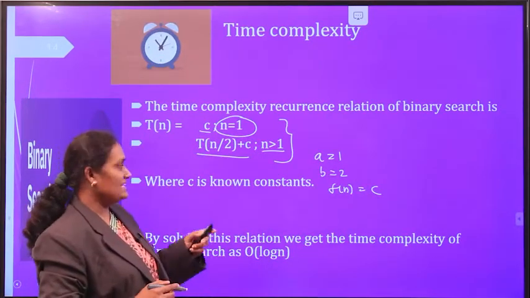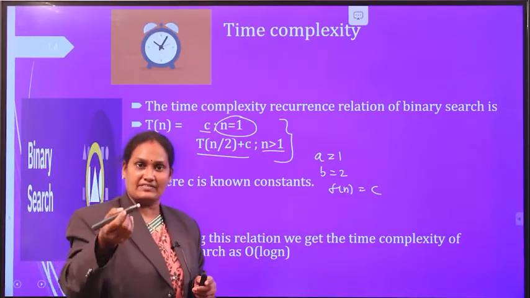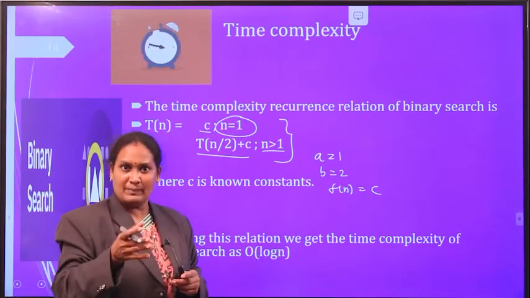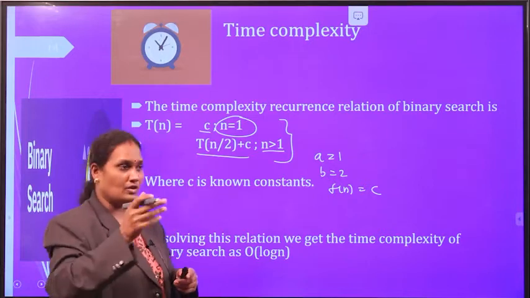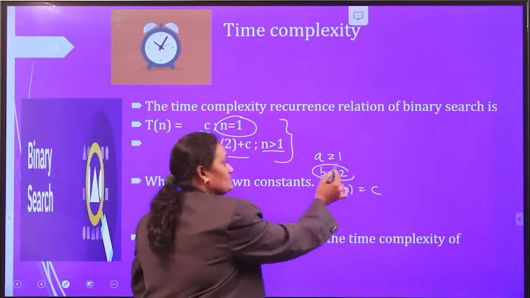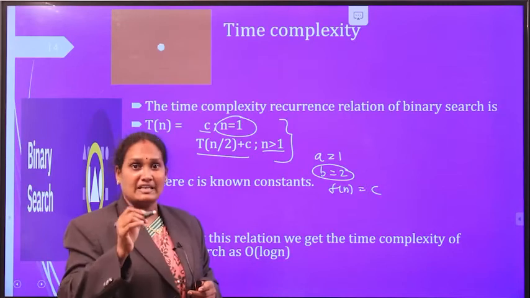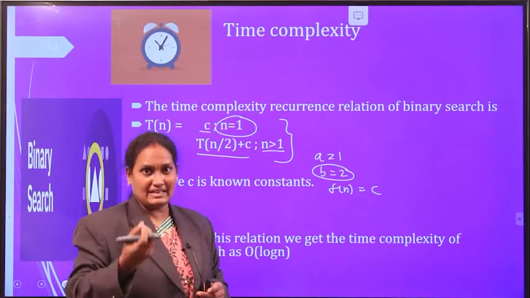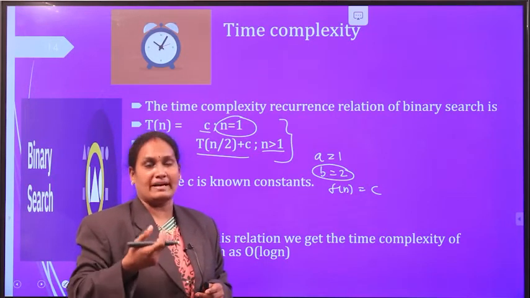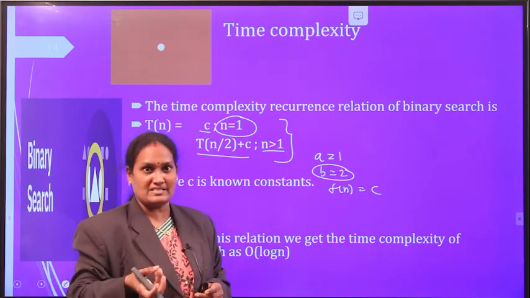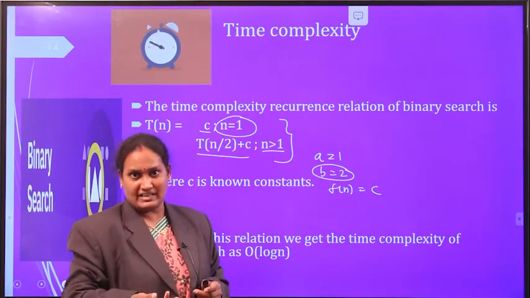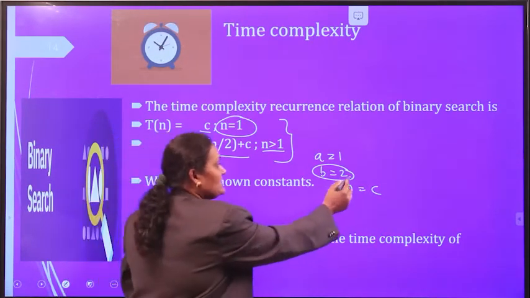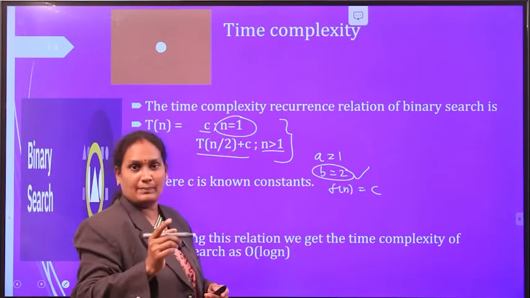In the case of binary search, where are we dividing the given problem? At the mid place we are dividing the given problem. Mid means at the half position. So the b becomes 2. I already said what b is. b always indicates where we are dividing the given problem, at the half place or at the 1/3 place or at the 1/4 place or at the 1/5 place. Since in binary search we are dividing the problem at the half place, b becomes 2.